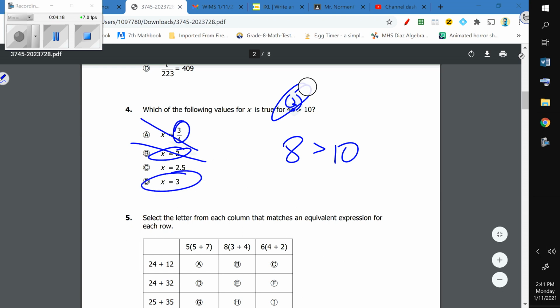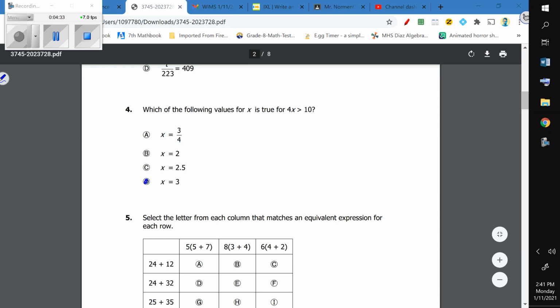This is a whole number. I want to do that before the decimal. 4 times 3 is 12. So if I multiplied, I got 4 times 3 is 12. Is 12 greater than 10? Well, definitely. And there's only one correct answer, so it has to be D. So number 4 is that.